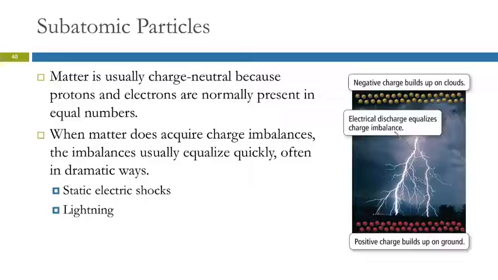Nature does not like positive and negative charges to be separated. So you can separate them, but they will get back together as soon as they can.